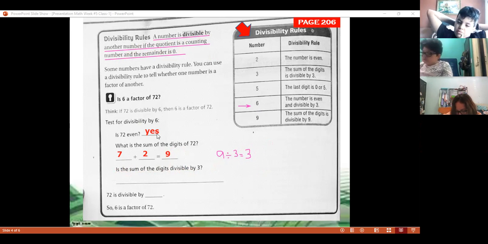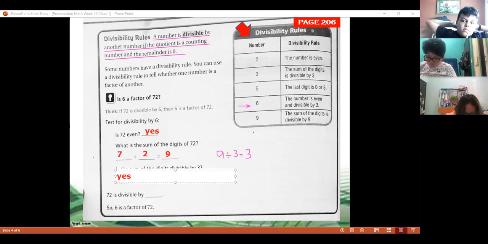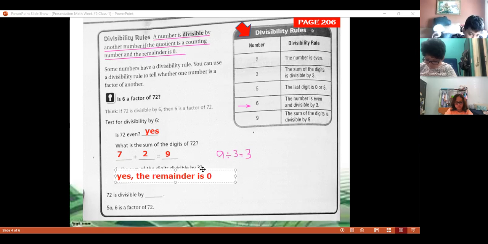So we can say yes. Let's write it down here. Yes, the remainder is 0. And you can copy this division also. Copy this division here. So you know the remainder is 0, 9 divided by 3 equals 3.